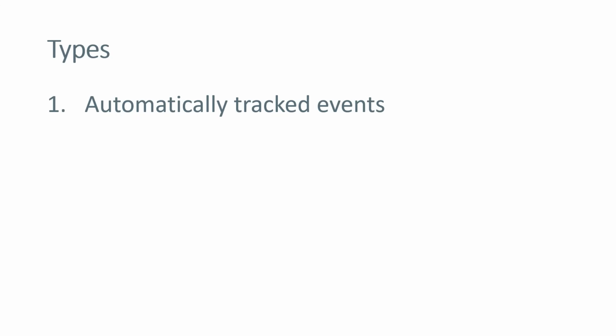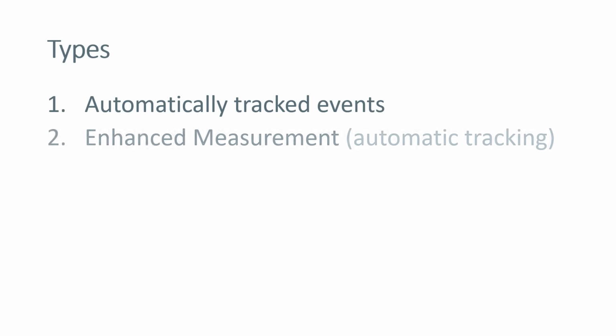When it comes to event tracking in GA4, there are four categories or four types of events. The first one is automatically tracked events. Then there are enhanced measurement events. Well, they are also kind of like automatically tracked events. So if you want, you can combine these two types into a single one.